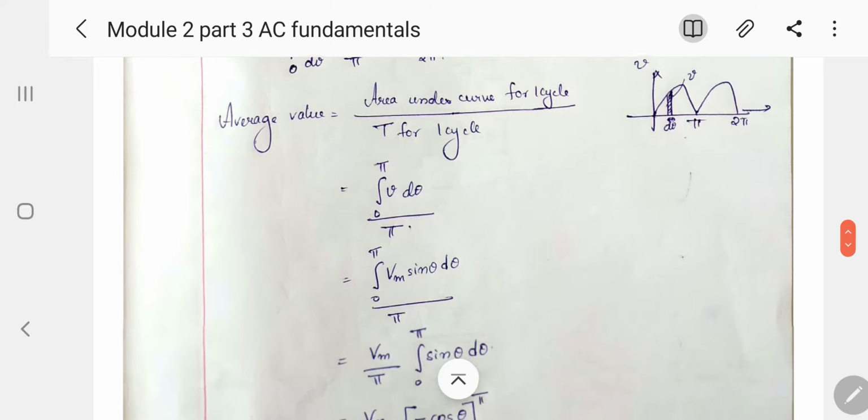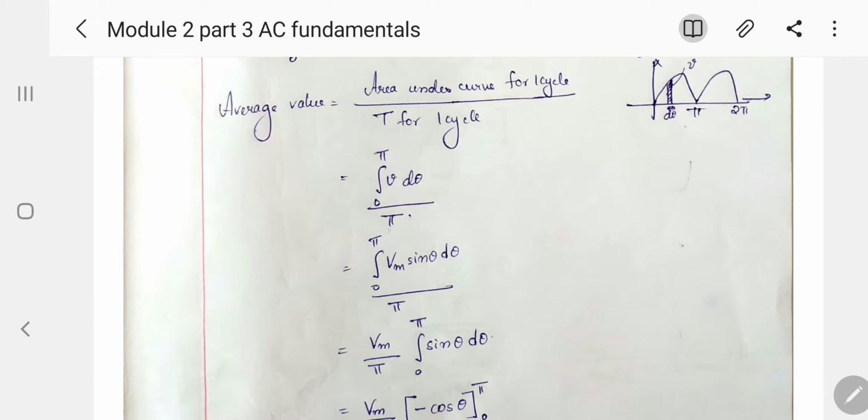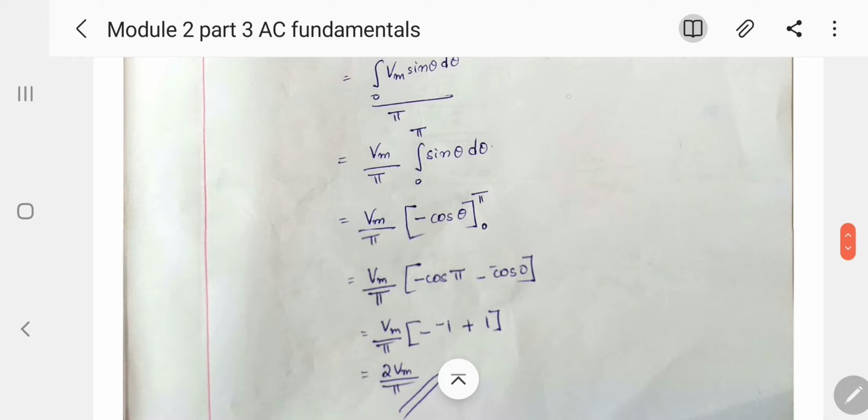So let us consider what is the area from 0 to pi only. Why? Because the time for one cycle is only till pi. Now again here this is a sine wave, so we don't know how to find the area under this curve. We have to use the integration method. So please go through the previous videos to study in detail how to calculate the area under the sinusoidal curve. So here also we can write integral 0 to pi v d theta by pi. Now instead of v, we are going to substitute Vm sin theta d theta, divided by pi. Vm by pi is a constant, taking it outside, and the remaining terms are integral 0 to pi sin theta d theta.